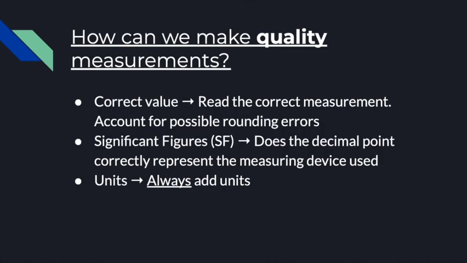So how can we make quality measurements? First is the correct value, so just reading the correct measurement. Second is significant figures, which is the emphasis of today's lesson, and this is whether the decimal point correctly represents the measuring device used. So if we use a scale versus a graduated cylinder, how would we compare significant figures? Finally, units. We always add units to our answer.